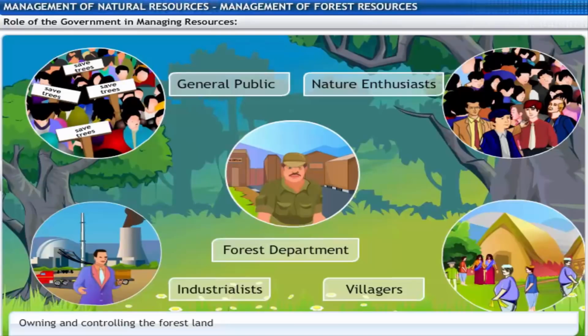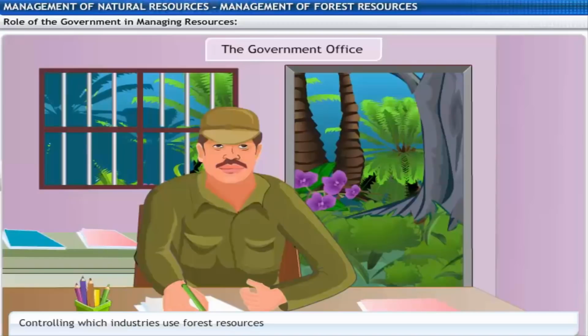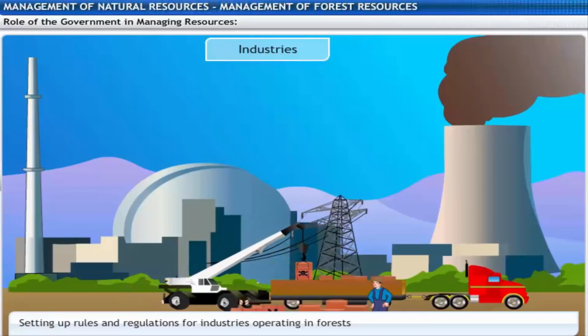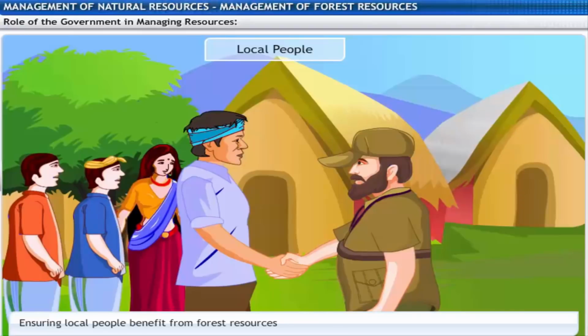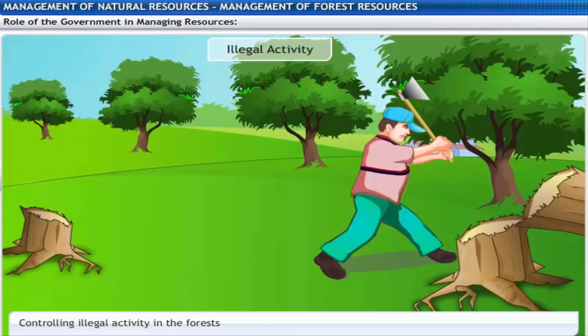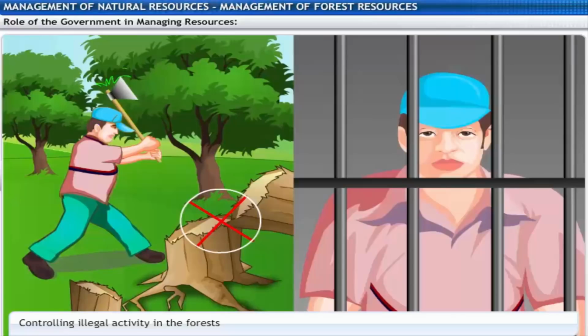The government, which owns the forest land, has some clear responsibilities. The government controls the industries to use the resources in limited quantities. It also has to set up rules and regulations for how these industries should operate, dispose their waste material, and so on. It has to ensure that local people are not marginalized, that they also benefit from available resources. The government has to ensure that illegal activity in forests is controlled, so that the resources do not fall into the wrong hands.